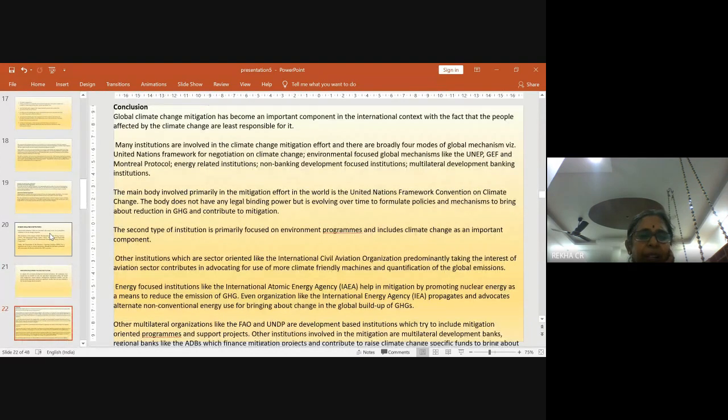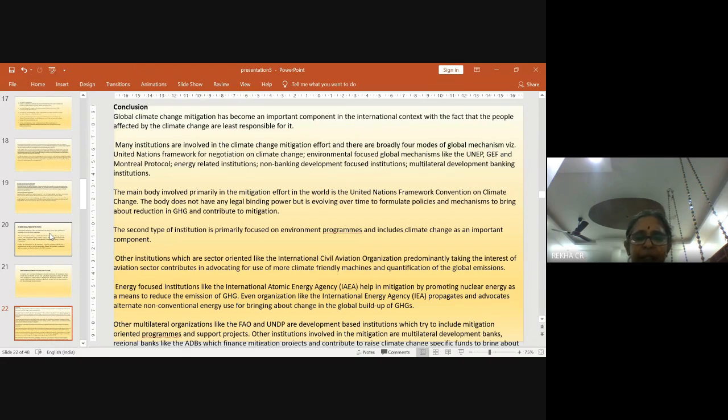So this unit concludes that global climate change mitigation is one of the important components where a number of institutions are involved in climate change mitigation. And there are broadly four modes of global mechanism: United Nations Framework for Negotiation on Climate Change, Environmental Focused Global Mechanism, then Energy Related Institutions, Non-Banking Development Focused Institutions, Multilateral Development Banking Institutions, etc. So the institutions are primarily focused on environmental programs, and include climate change as one of the components.